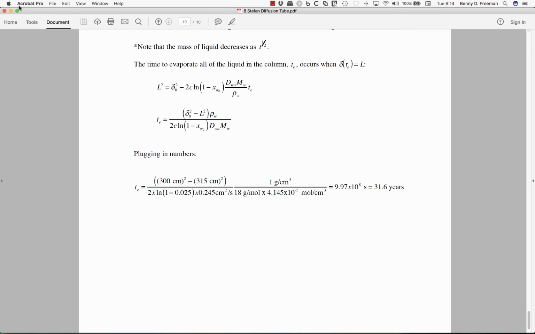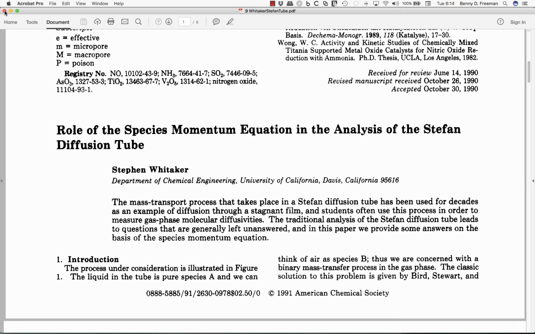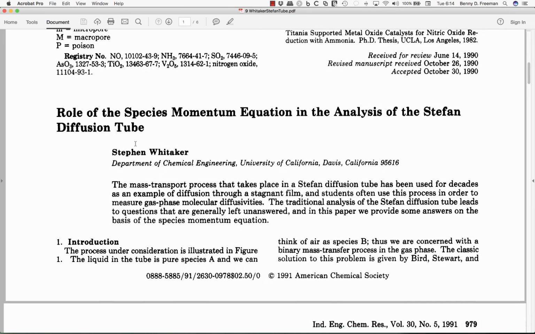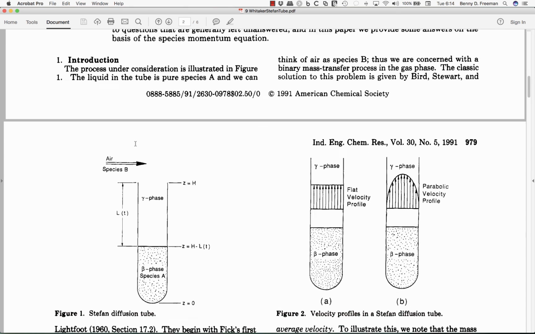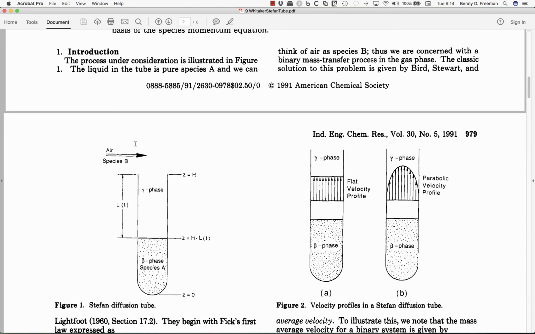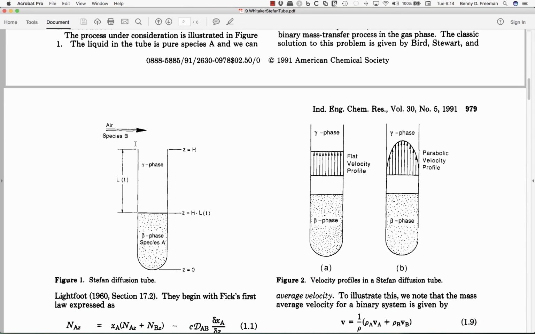And so I think we're getting towards a good stopping point for this particular lecture. I would like to point out that I put on the notes for you an article by Steve Whitaker, which has a more in-depth analysis of the Stefan diffusion tube. I'm not going to go over it in class, but it accounts for some effects that we have not taken into account.